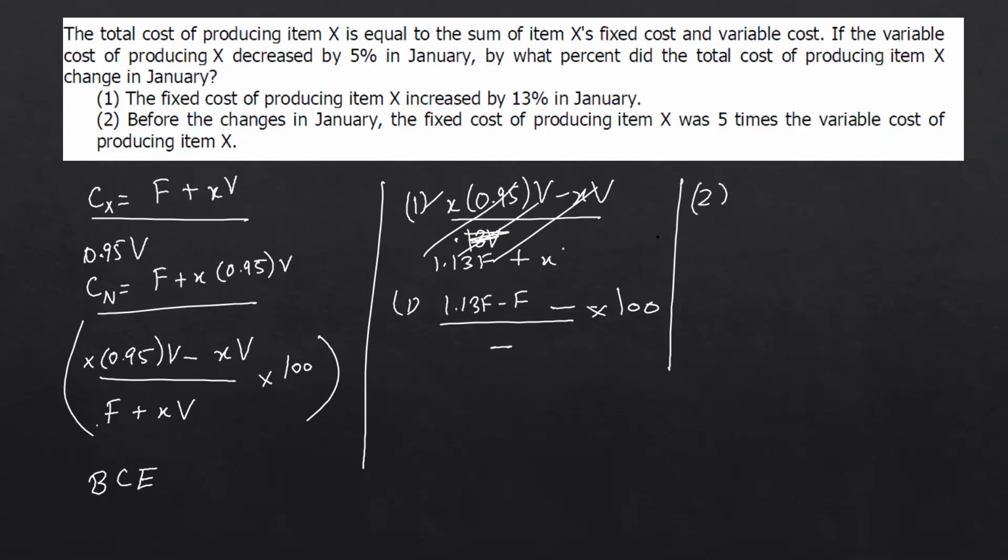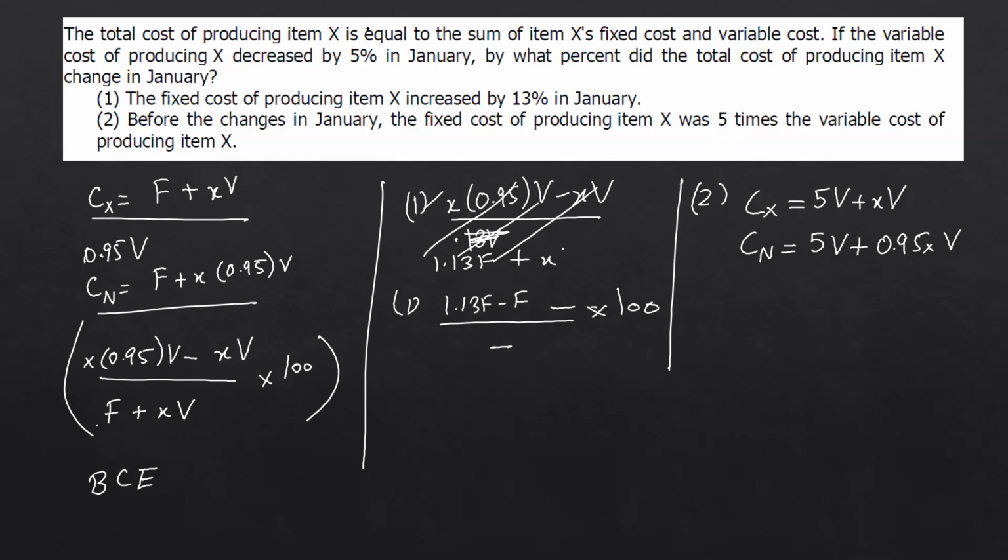It says before changes in January, the fixed cost of producing item X was 5 times the variable cost of producing the item X. Now this is good, because now the cost of producing X is 5V plus XV. That is the cost of producing the items. Now it says that the variable cost has reduced by 5%. So now it is just 5V plus 0.95 XV.